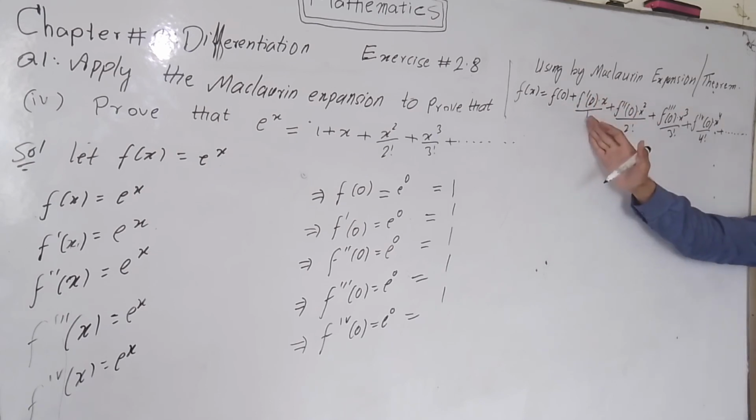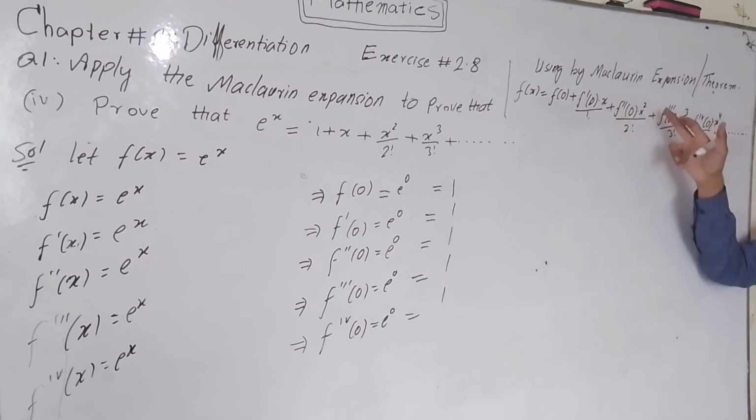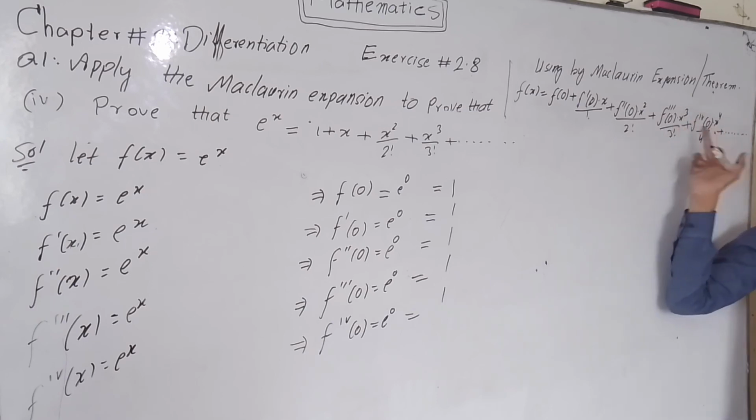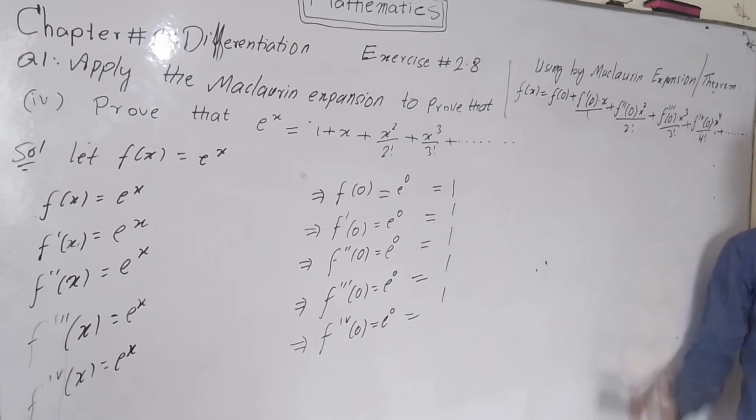f prime of 0 dot x divided by 1 factorial plus f double prime of 0 dot x square divided by 2 factorial plus f triple prime of 0 dot x cube divided by 3 factorial plus f fourth prime of 0 dot x to the 4 divided by 4 factorial plus, and so on.